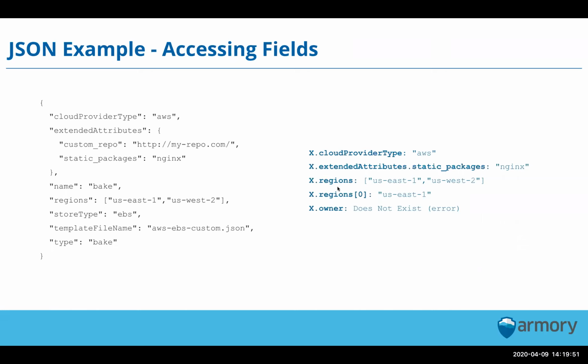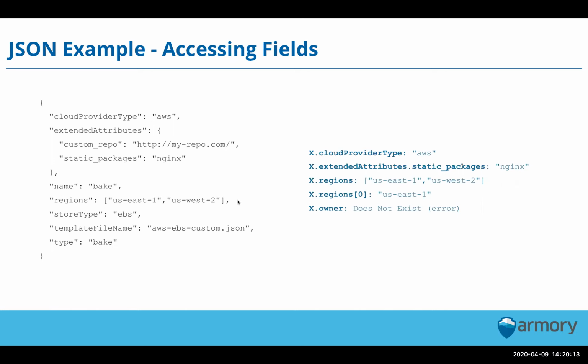Then maybe we can grab an array. This is an array of two objects or an array of two strings, which is regions. And then we can individually access different fields within the array. These are zero indexed, so the first item would be index 0, regions[0], and the second item would be regions[1].